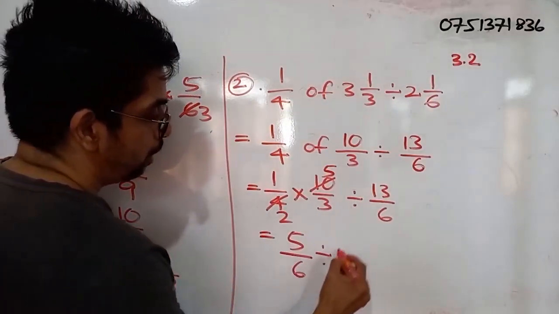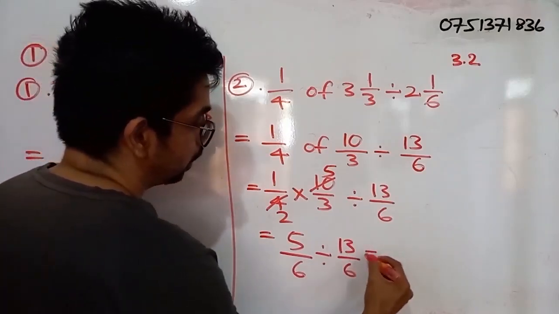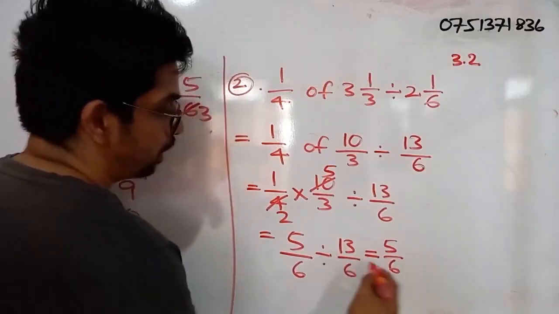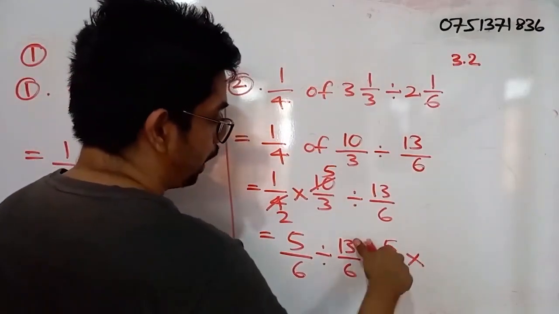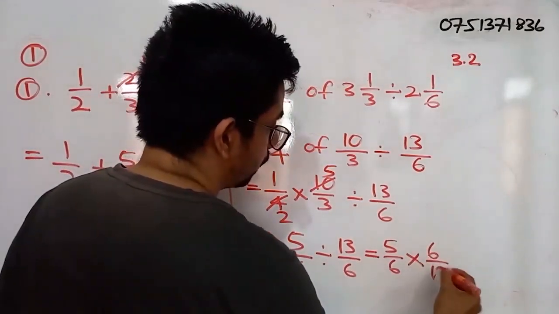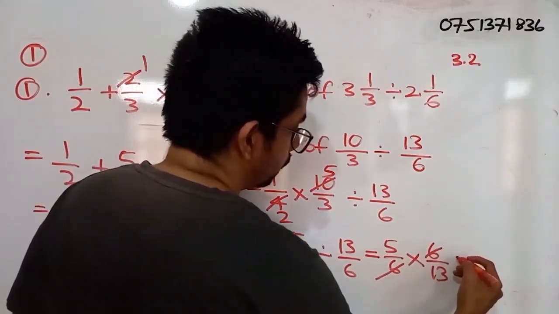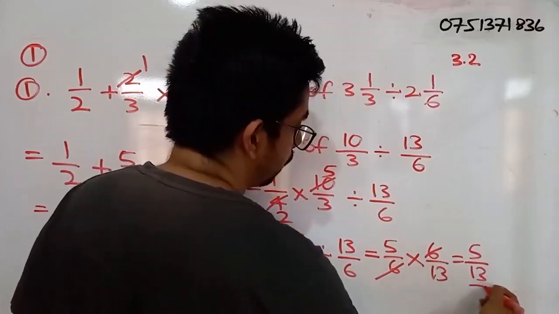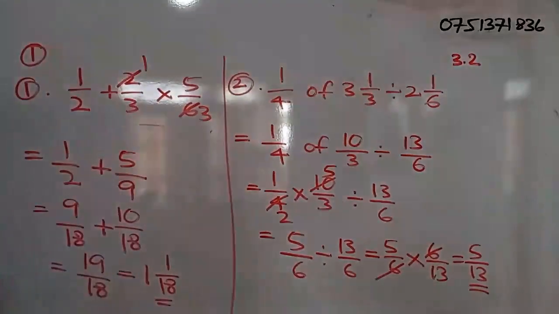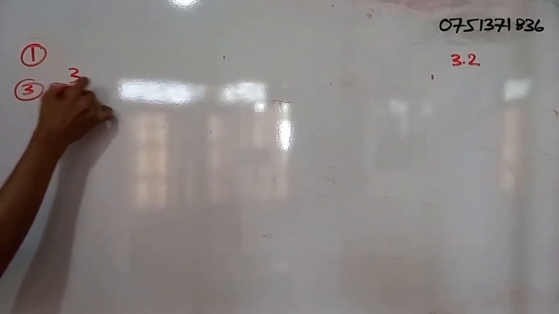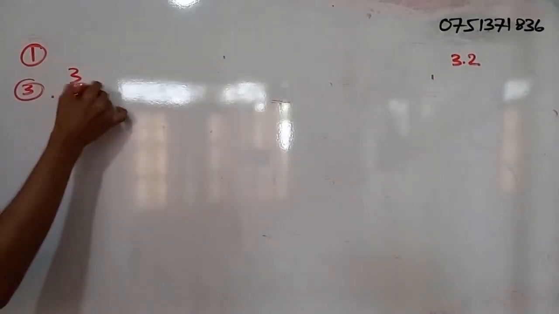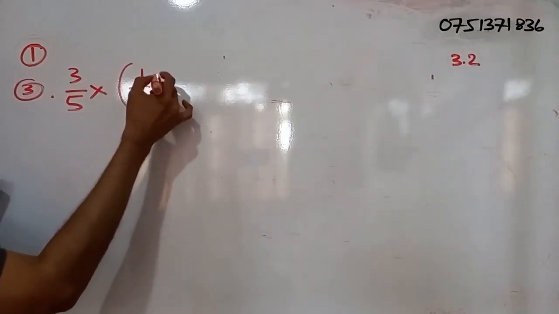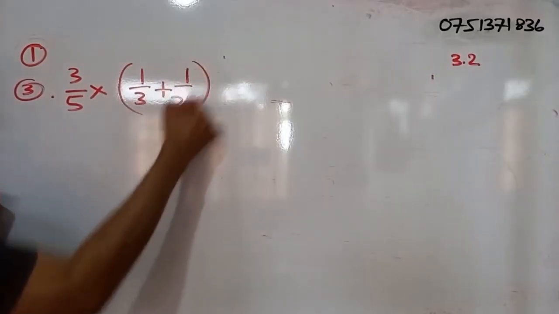Right? Divide by 13/6. Now this division, I can replace it by what? A multiplication and write the reciprocal. So 6/13. So cancel out the 6. So I get what? Cancel out the 6's, then I get what? 5/13. Okay. So here I have 3/5 into, so within brackets 1/3 plus 1/2.